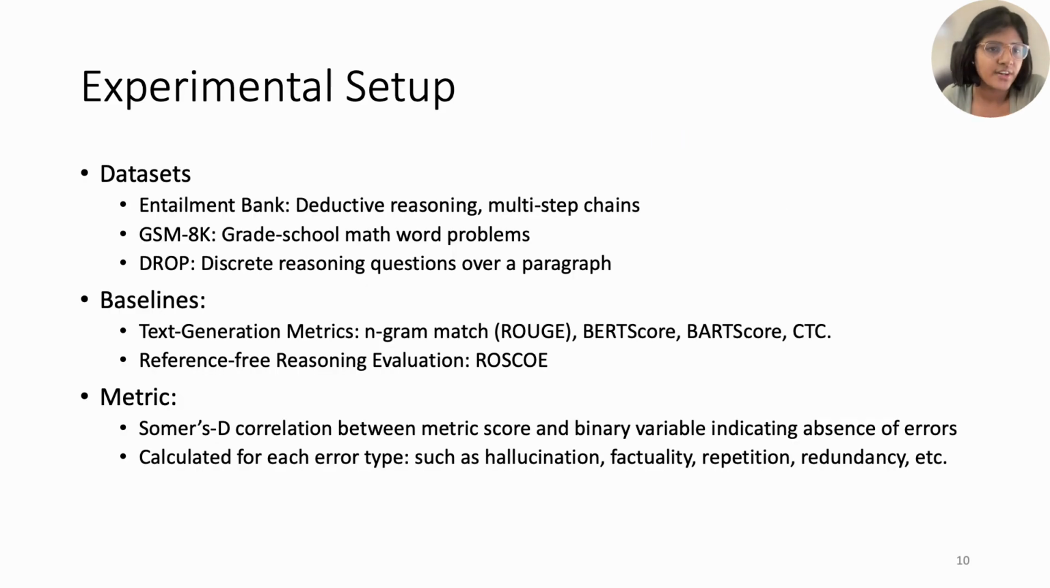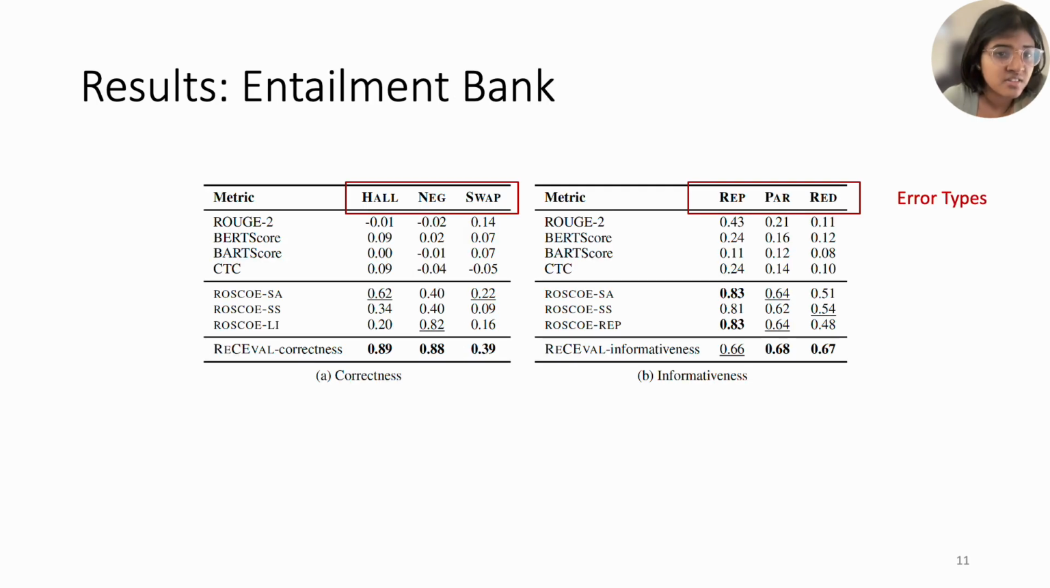Here is an overview of our experimental setup. We work with three reasoning datasets: EntailmentBank, GSM8K, and DROP. For baselines, we use text generation metrics as well as ROSCOE, a recently proposed reference-free reasoning evaluation metric. Finally, to compare performance of baselines, we compute Somers' D correlation between a metric score and a binary variable indicating absence of errors.